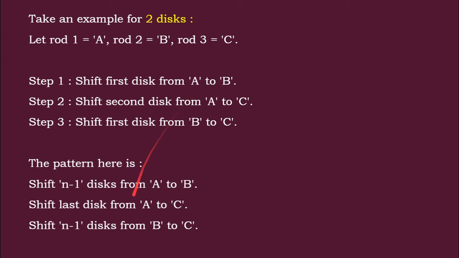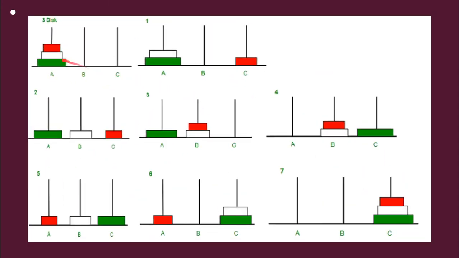So these are the 3 moves when we have 2 disks. Shift A to B, then shift the second one from A to C, and then shift the first disk from B to C. Let us see the diagram. Now another example having 3 disks, so we have 2 power n minus 1 moves.